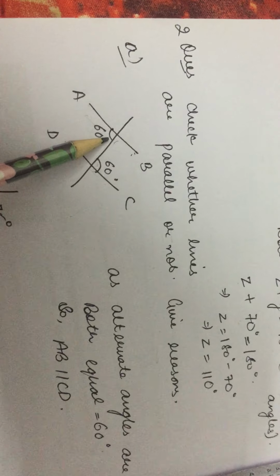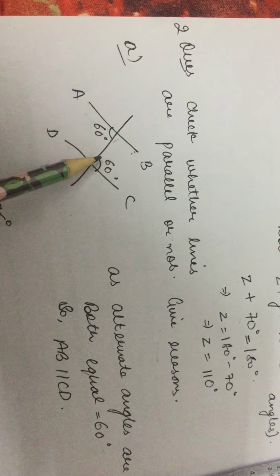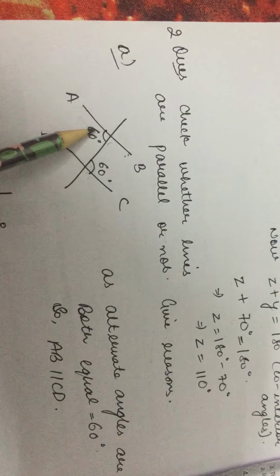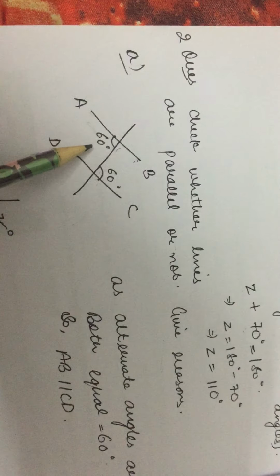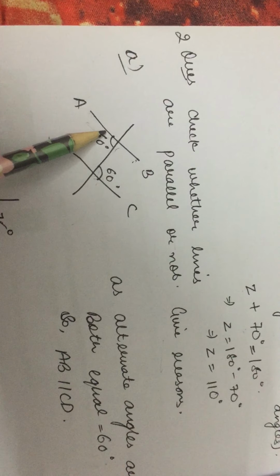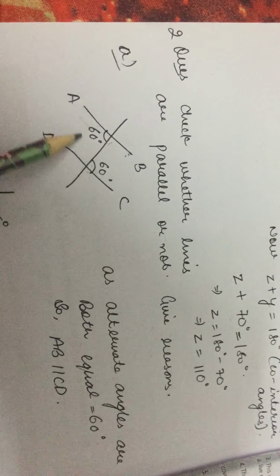Because the condition for alternate angles is if the lines are parallel, then only the angles are equal. If we reverse the case, the angles are equal, alternate angles are equal, it means the lines must be parallel. If they are not equal, then we cannot say that the lines are parallel. So we will say as alternate angles are both equal to 60 degrees, so AB is parallel to CD.